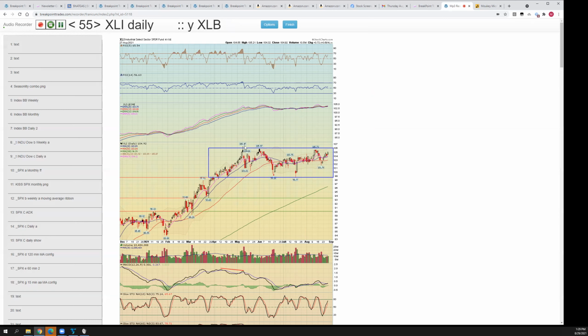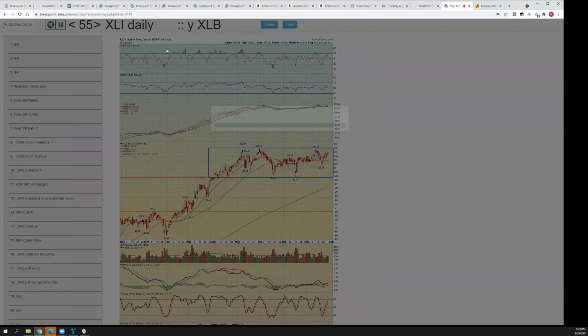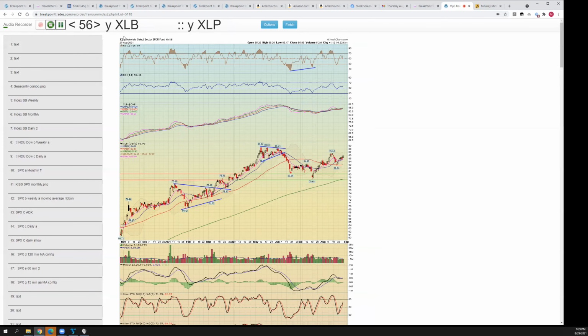XLI industrials. It's more in this horizontal sideways range, quite honestly. You could see. Didn't really know what other pattern to draw. It's really what it's been in. Next, chart 56, materials. Looks okay. Bounced off the 50-day recently.